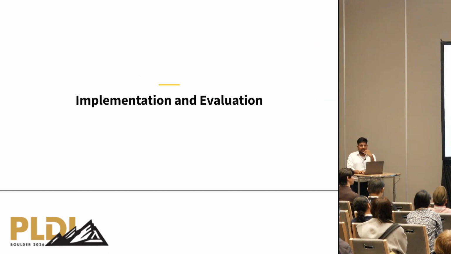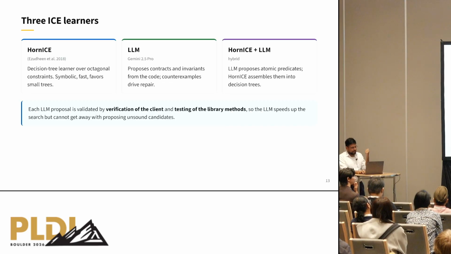Okay, with that, I really want to move on to talking about the results of the paper. I'm going to flash some numbers and talk about what our evaluation revealed to us. We implement 3 learners for our ICE learning for the contract and loop invariant synthesis. We used Horn ICE, which is an ICE learner from prior work. It synthesizes decision trees. We also just threw an LLM at the problem, because, well, of course. And then we also constructed a hybrid solver that can flexibly come up with atomic predicates, which are then fed to the decision tree learner. And so these are the things that we came up with.